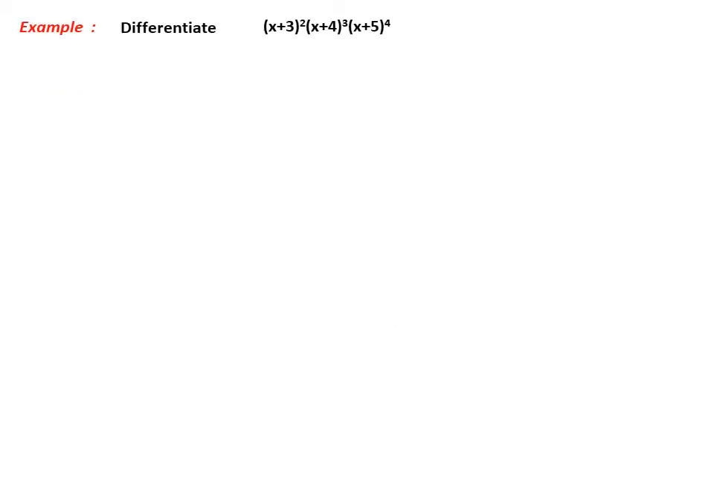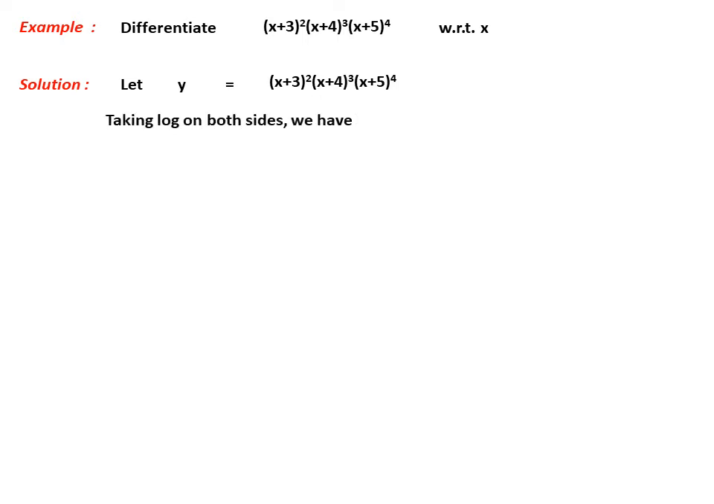Differentiate (x plus 3) to the power 2, (x plus 4) to the power 3, (x plus 5) to the power 4, a large product. Therefore you have to use log here also. Remember, this can be done without log also, the product rule you can use and do it, but let us use log. Let y equal to (x plus 3) to the power 2, (x plus 4) to the power 3, (x plus 5) to the power 4.